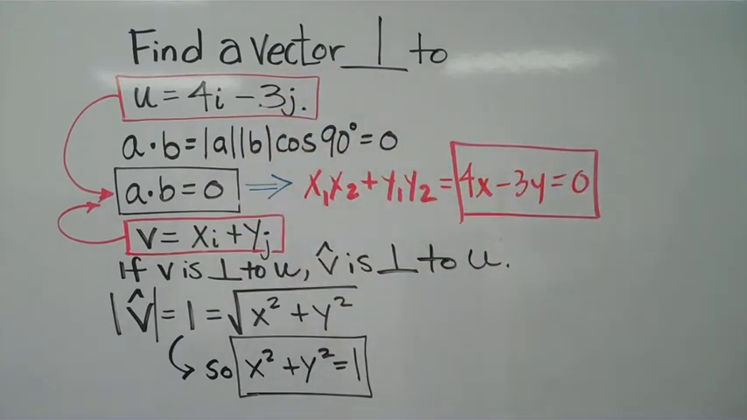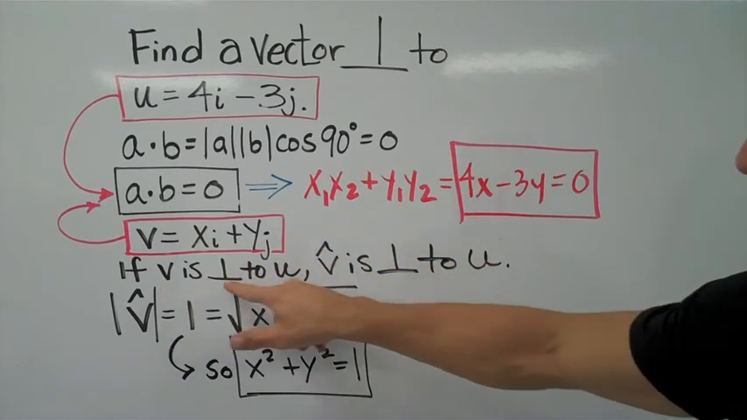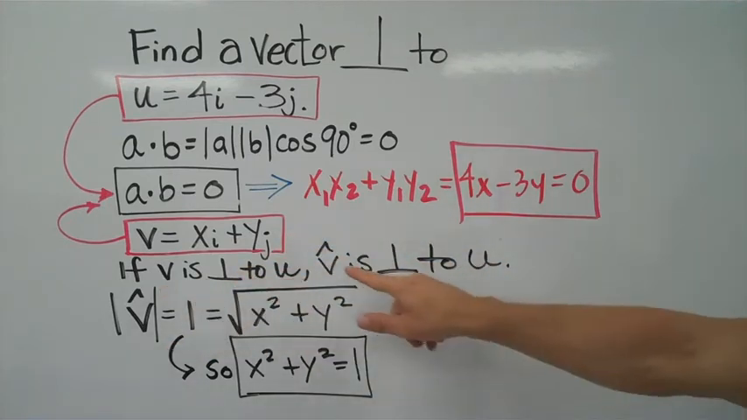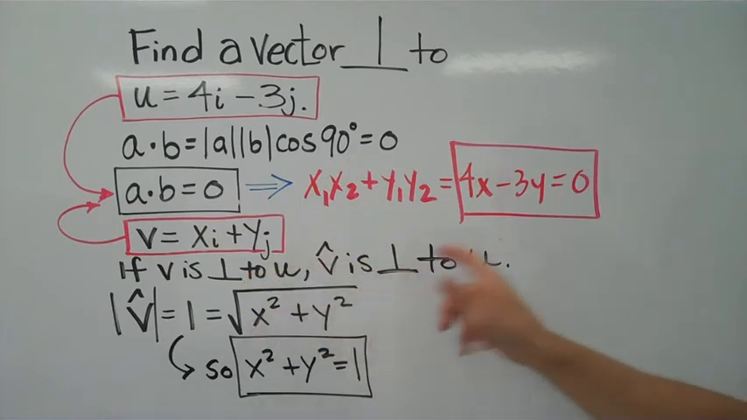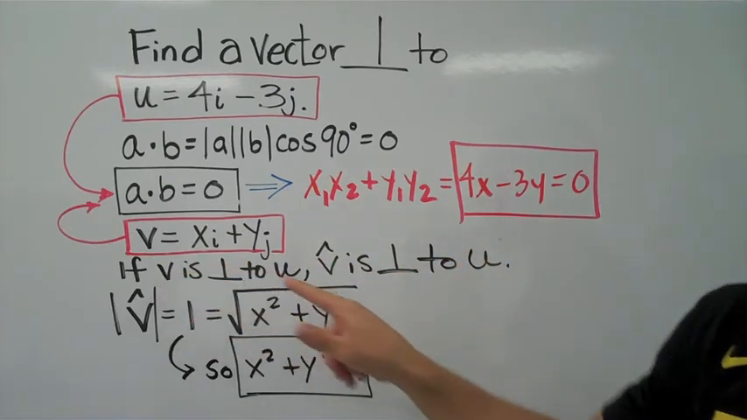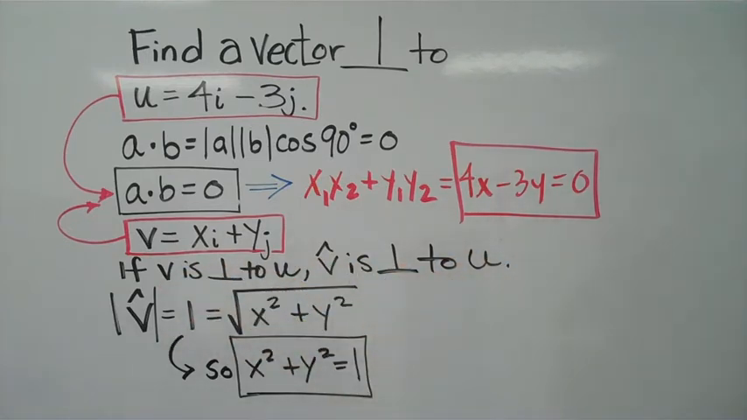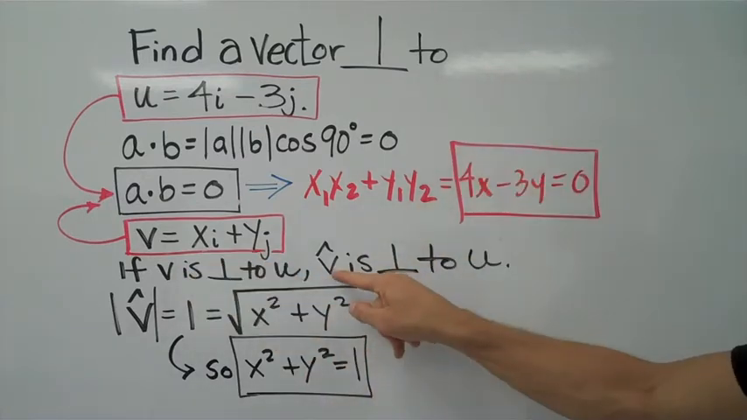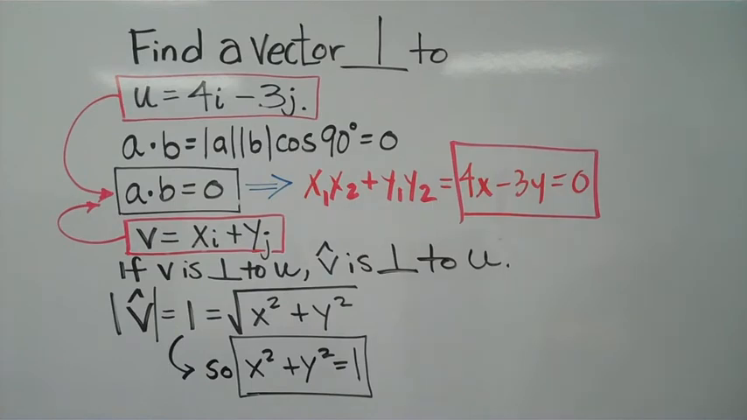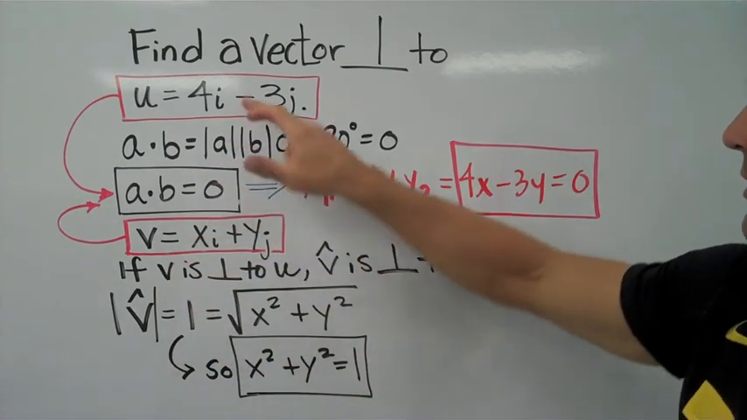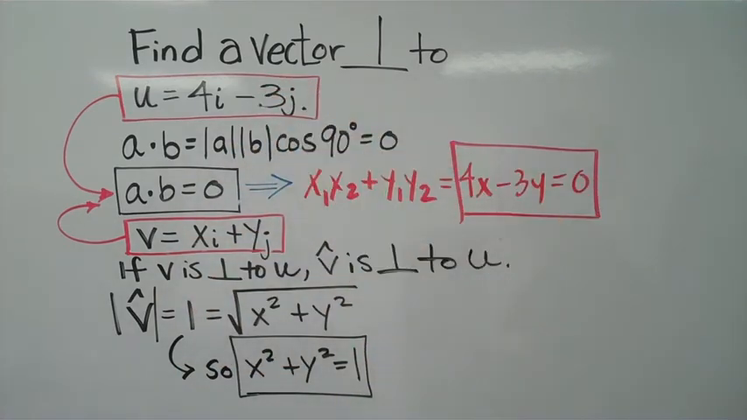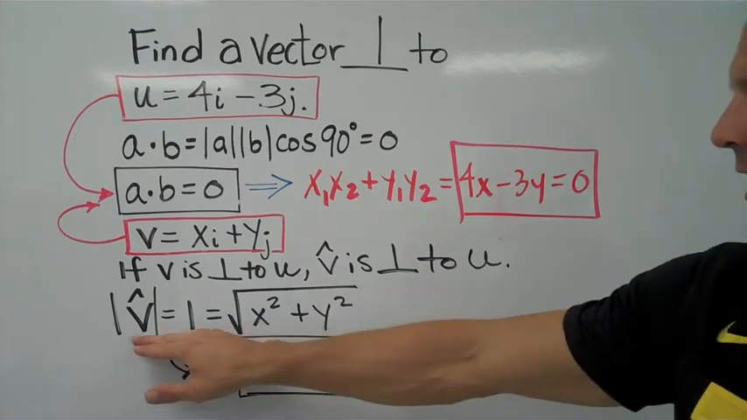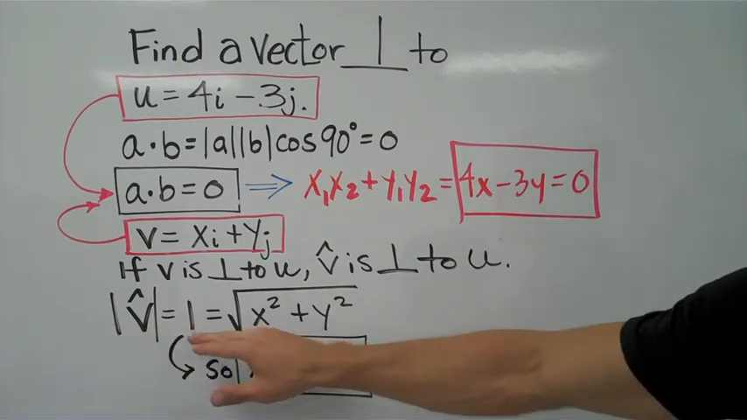Well, also, I do know that if v is perpendicular to u, then the unit vector of v is also perpendicular because v and its unit vector are both in the same direction. That's a key piece of information. If v is going this way, then v hat, its unit vector, is going the same way. So if v is perpendicular to u, then v hat will be too. Well, what is the magnitude of v hat? Magnitude of v hat is 1.